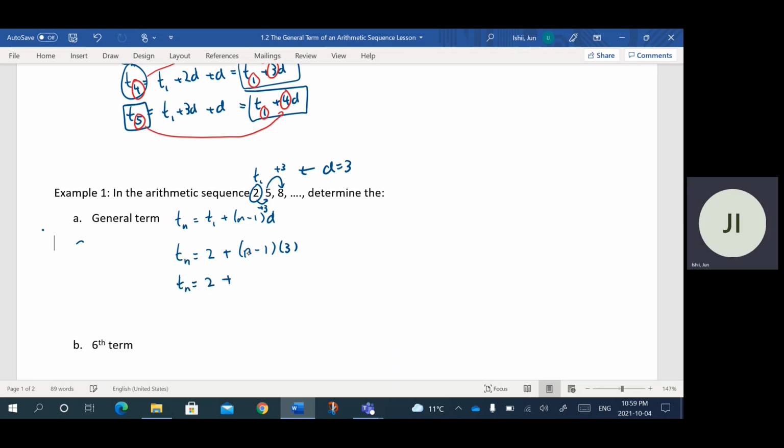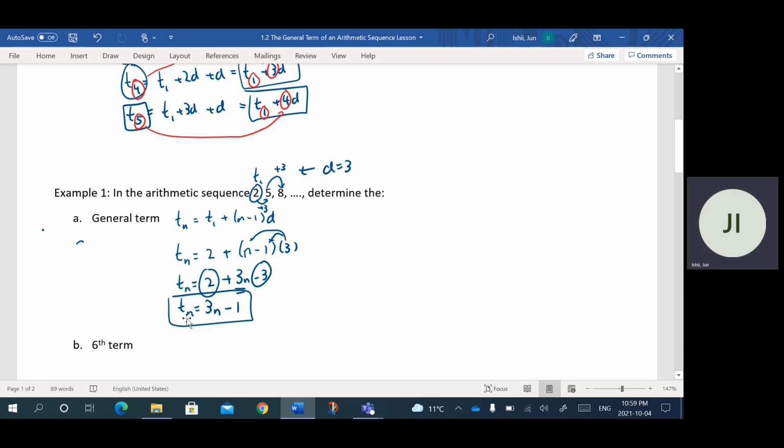Okay, and I can clean this up a bit. What I mean by clean up is I'm going to get rid of this set of brackets. I'm going to multiply the 3n, so I get 3n minus 3. And I can also collect my like terms in this case. The 2, I can combine with the minus 3, and I also have this 3n. So we have 3n minus 1.